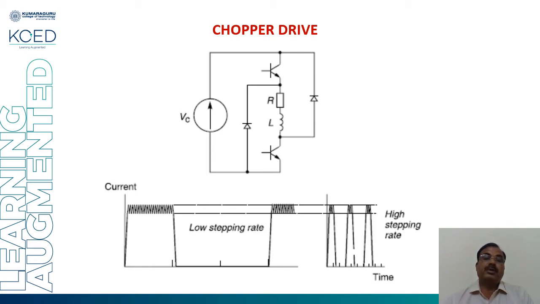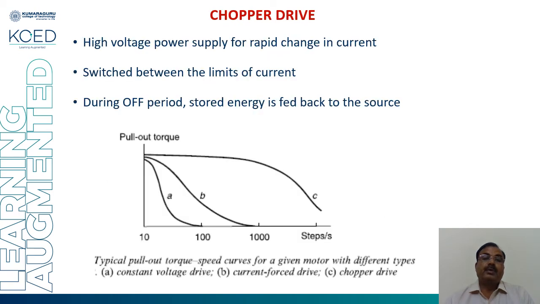This is a chopper drive. When you sense the current, we set two limits, upper and lower. It is continuously switched on and off, sensing the lower limit and the higher limit of the current; it is switched on and switched off respectively. So we can see the stepping and the current jumping between the values. The chopper drive uses a high voltage power supply for rapid change of the current between the two limits. During the off period, the energy is fed back to the source using the diode.